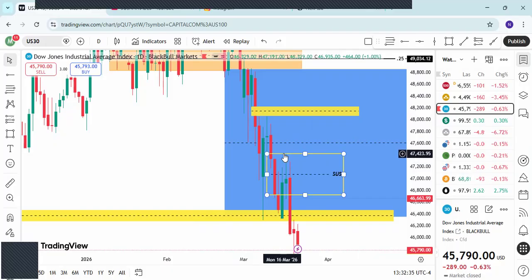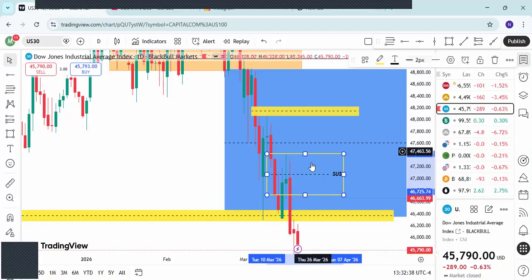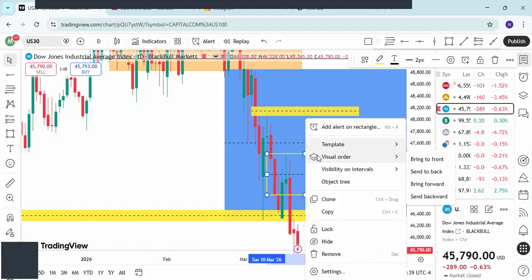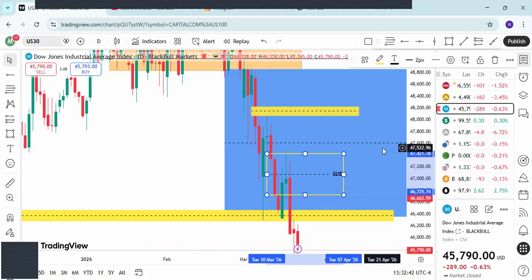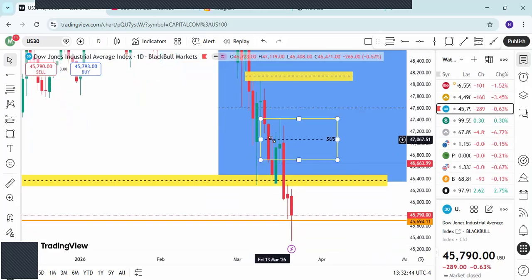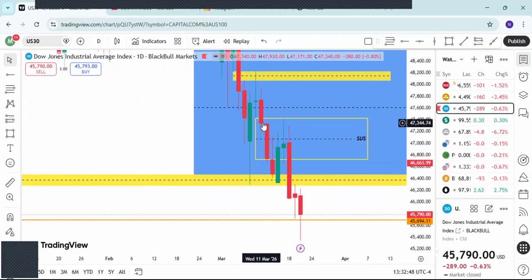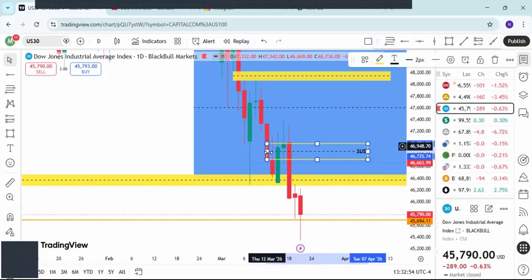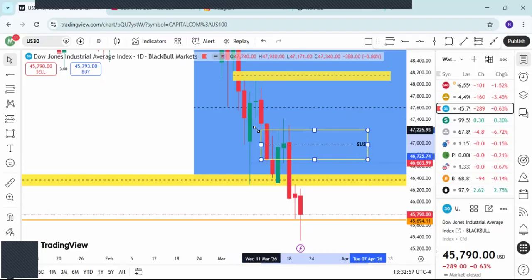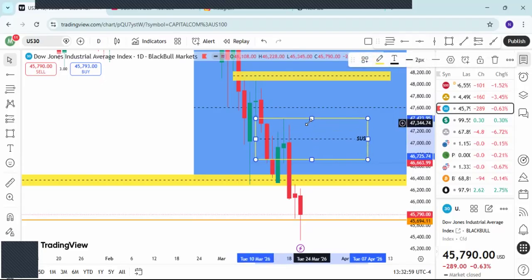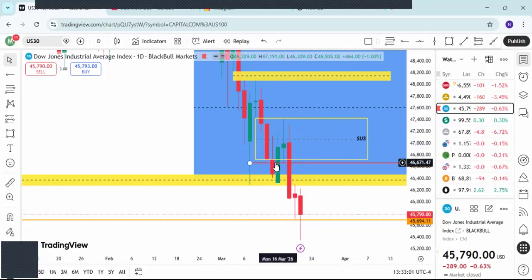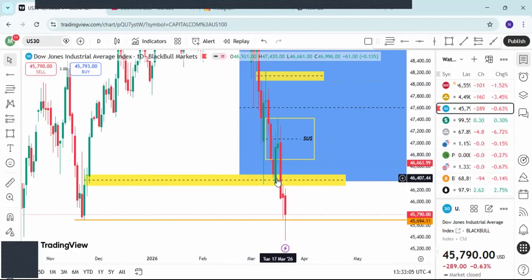Also, we have this. Let me bring this to the front too. Visual order, bring to front. We also have this volume imbalance down there. But if you're going to mark the fair value gap from there, obviously you're going to end there. So there we go.